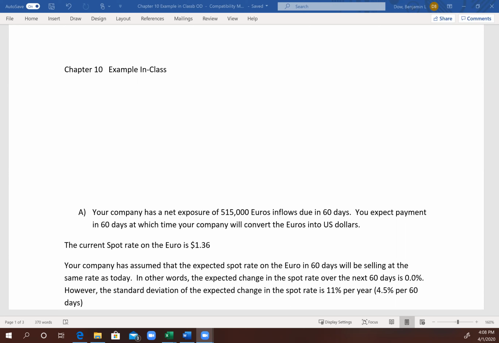And basically it says, hey, we've got a company that has 515,000 euros coming in. So this is going to be accounts receivable. And they're coming in 60 days. So here's where we are. And what we're going to see is the euro right now is trading at $1.36. But we're not actually going to get the money for 60 days. Then we've got to figure out on day 60 what's going to happen to the euro.